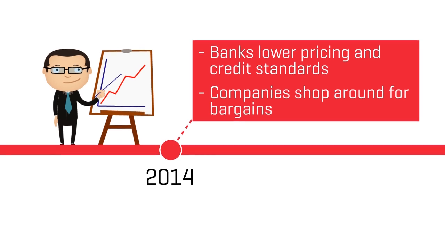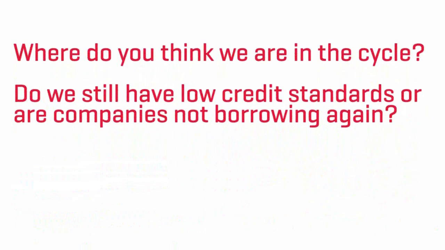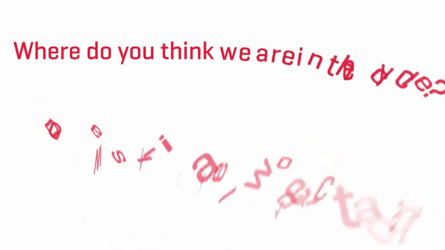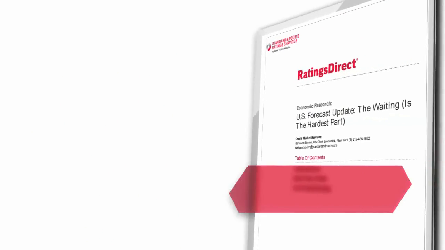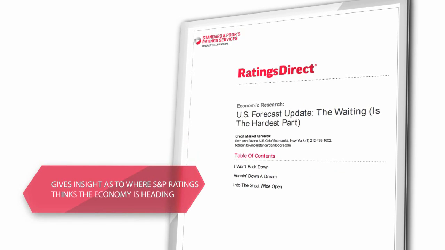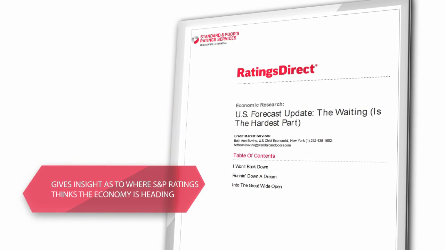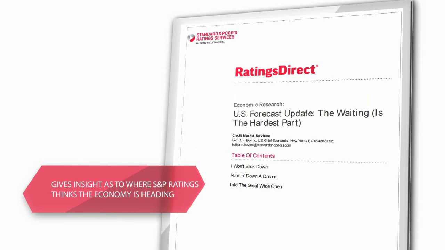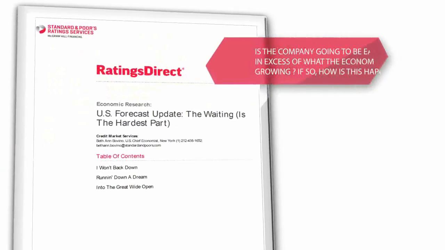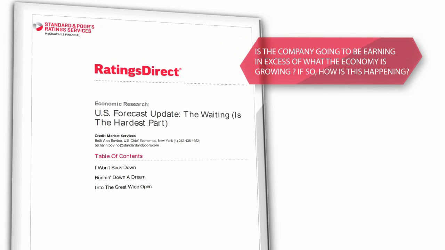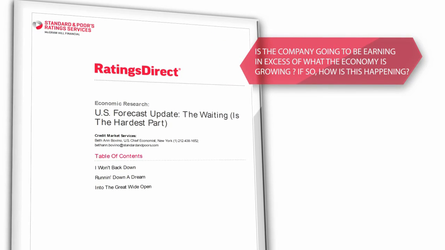Today, there are many covenant-light loans. Where do you think we are in the cycle? Do we still have low credit standards, or are companies not borrowing again? Another good place to look when gauging the current state of the economy is Standard & Poor's Rating Services research. Here you can see an example, which gives insight as to where S&P Ratings thinks the economy is heading. This is extremely important when projecting a company's earnings. Is the company going to be earning in excess of what the economy is growing? If so, how is this happening?